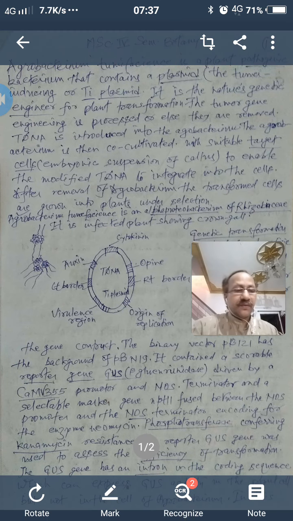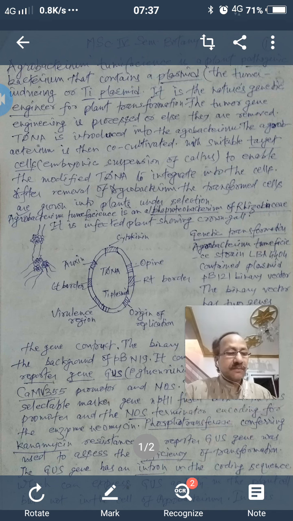It is the chapter of MSc 4th Semester Botany relating to Agrobacterium tumefaciens, which is a plant pathogenic bacterium that contains a plasmid, the tumor-inducing or Ti plasmid. It is nature's genetic engineer for plant transformation.